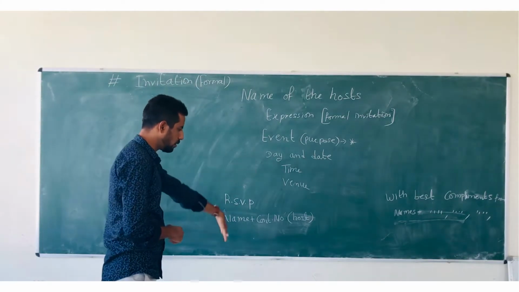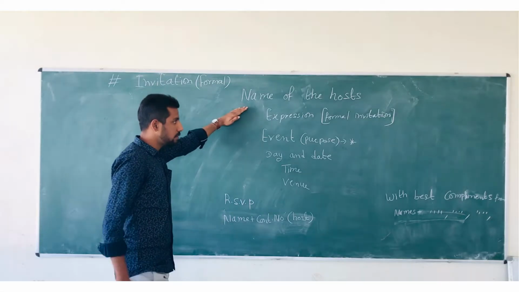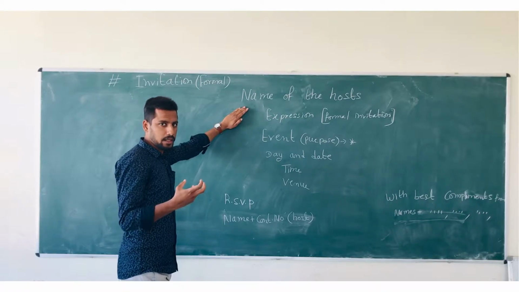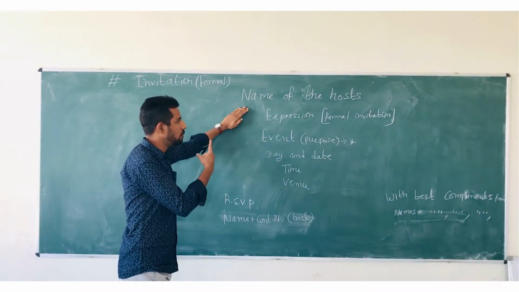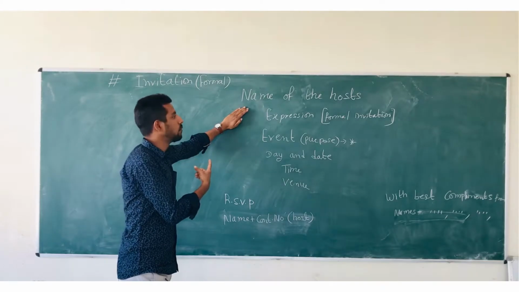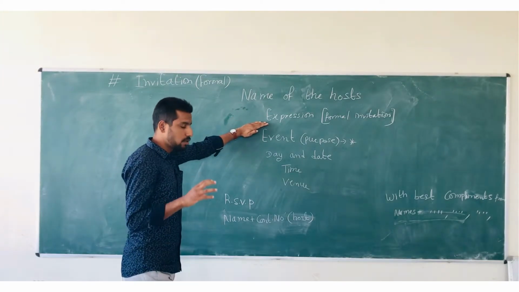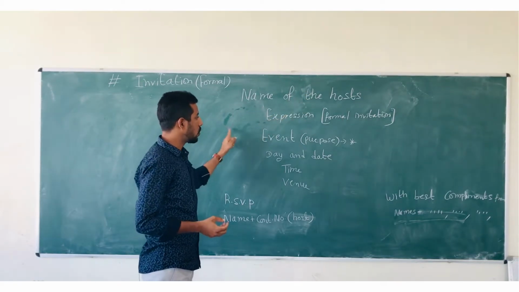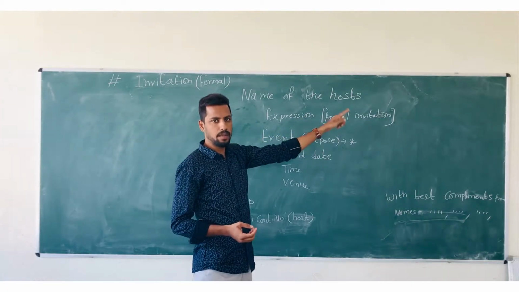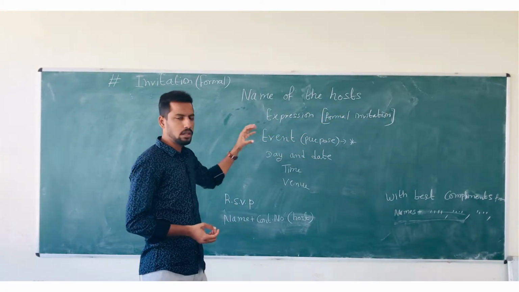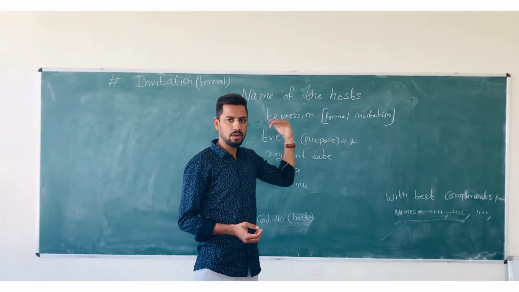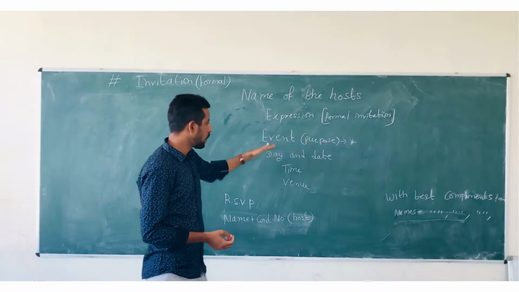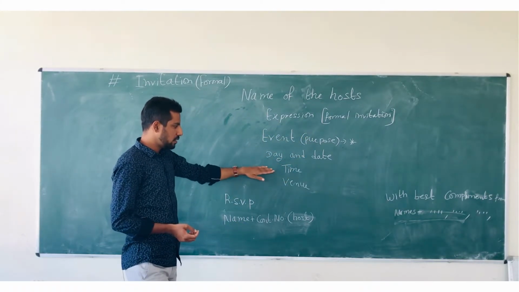Okay, this is the format of the formal invitation. Name of the hostess first. The people who are organizing the ceremony, the party, are the hostess of yours. So the name of the hostess, these people are the senders also. Then an expression is used. Mr. and Mrs. Sharma are the hostess. Mr. and Mrs. Sharma request the pleasure of your benign presence on the auspicious occasion of the marriage of their daughter, the marriage of their son, the birthday party, the marriage ceremony, this and this. Day and date, time, venue.